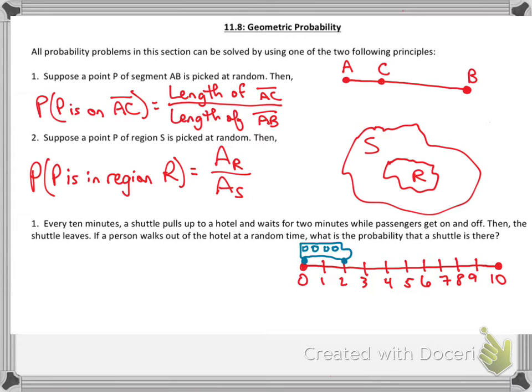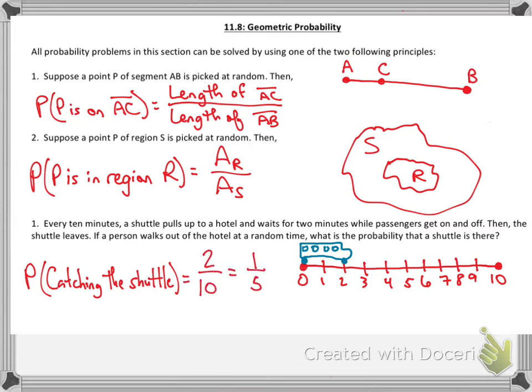So if the question is, what's the probability that the shuttle is there? All I'm going to do is compare how long the shuttle is there versus the total amount of time the shuttle is driving around back and forth before making stops at the hotel. So it'd be 2 minutes out of 10. This would reduce to 1 out of 5, which you could also convert to a percentage. You can convert that to 20%. And for some of these, converting into a percentage is how you may see it represented as well.